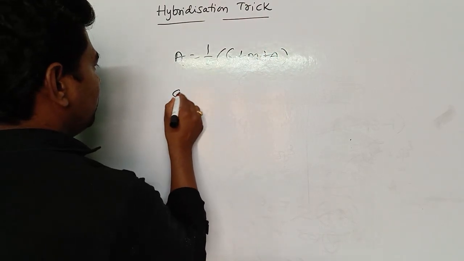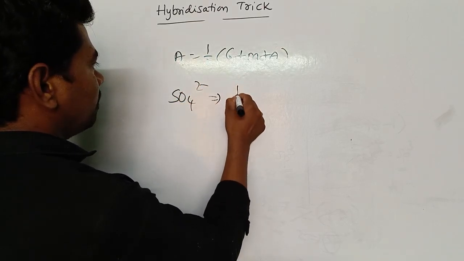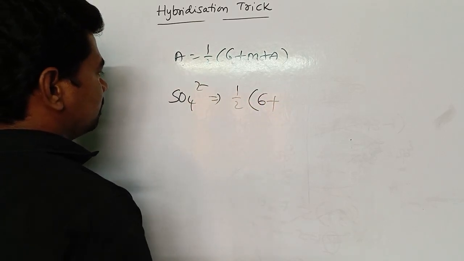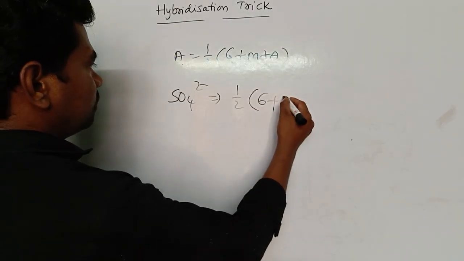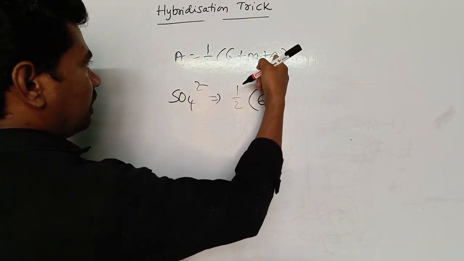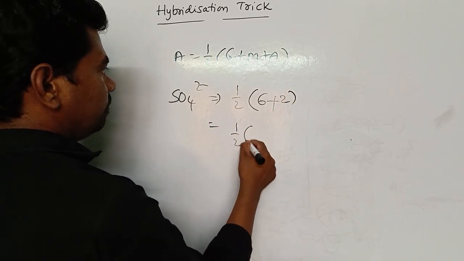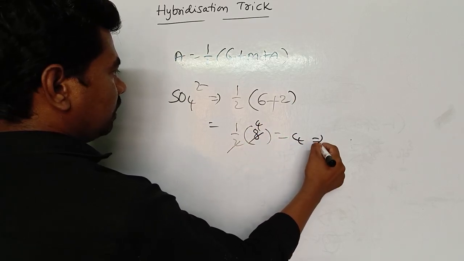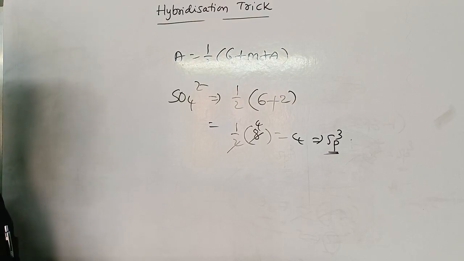So for example, SO4 2 minus, sulfate. So sulfur group number, 1 by 2. Sulfur group number is 6, plus oxygen. Oxygen is bivalent, not monovalent. So we need to take here the anion charge, which is 2. So plus 2. So 1 by 2, 6 plus 2, 8. So 8 means 2 ones, 2 fours. 4 means sp3 hybridization. So in this way we can find out for any anions as well.